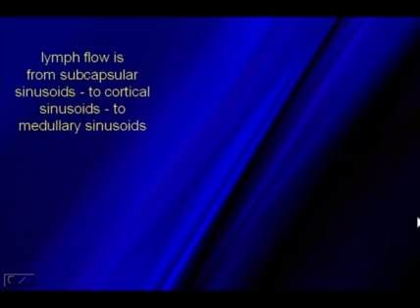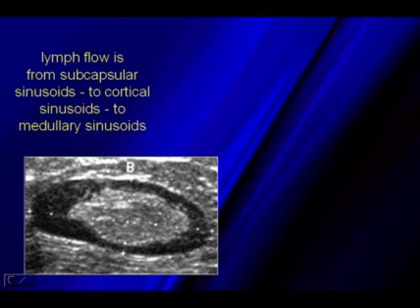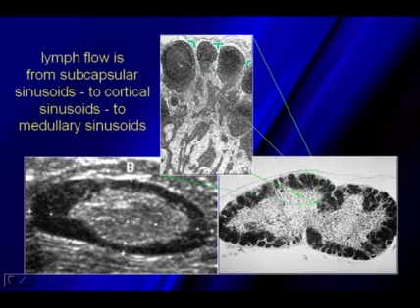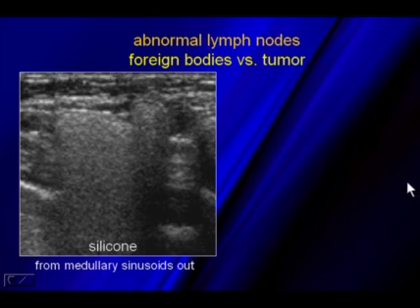We're going to talk about lymphatic flow. This is not the blood flow, but this is how the lymphatic system will flow. It's from the subcapsular sinusoids to the cortical sinusoids and into the medullary. So lymphatic flow is going to start from the outside of the lymph node and move in centrally. And if we look at a foreign body, it affects a lymph node differently. Foreign bodies are going to be from the medullary sinusoids out. So if you have a patient that had a silicone implant that ruptured, these are silicone granulomas within a lymph node. Here you can see the cortex right there is that tiny little hypoechoic line.